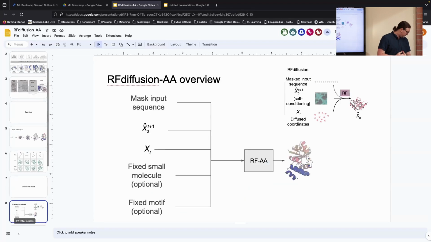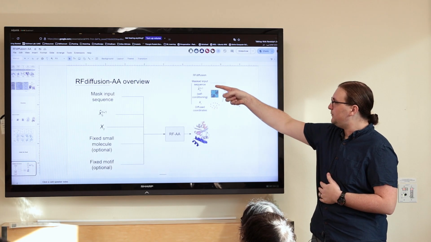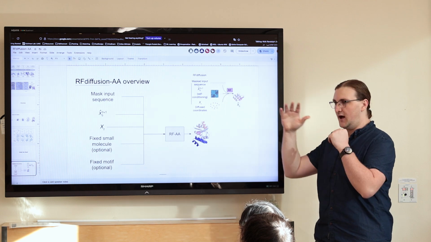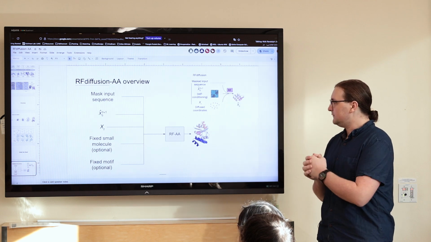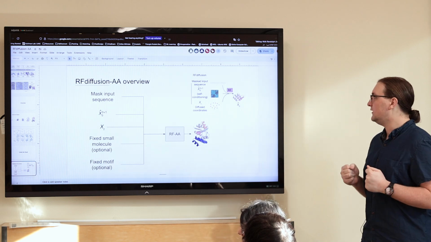Okay, let's open it up a little bit. It's very reminiscent of RFdiffusion, which we've talked about. So RFdiffusion, a little bit of reminder, takes in the masked sequence input. It takes in the previous self-conditioning information, so it made a prediction, and then it's trying to make an update based on that prediction, and then it also has the current set of noised coordinates.